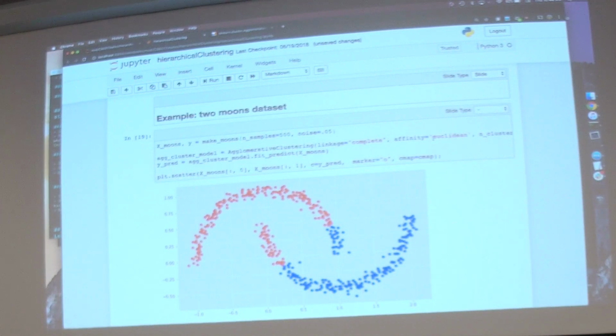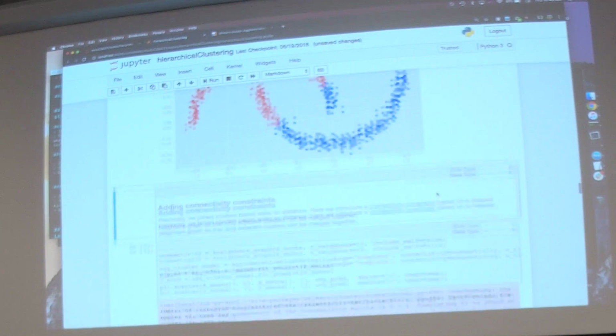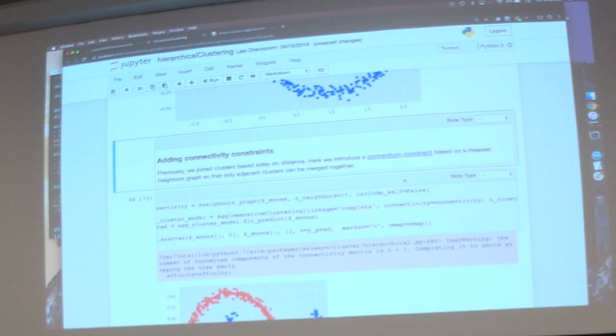And so by default, the agglomerative clustering doesn't work that well either. For some reason, we're merging clusters in this region with these, and so we're not getting very good clustering here. A cool thing about agglomerative clustering is we can add constraints. We can limit which clusters get merged by adding some constraints.